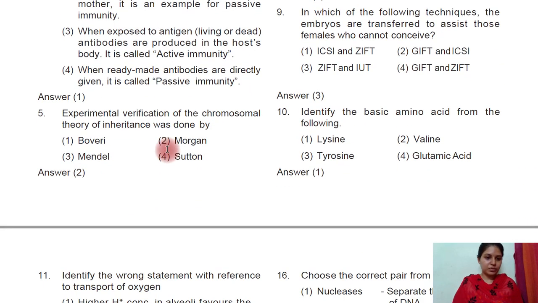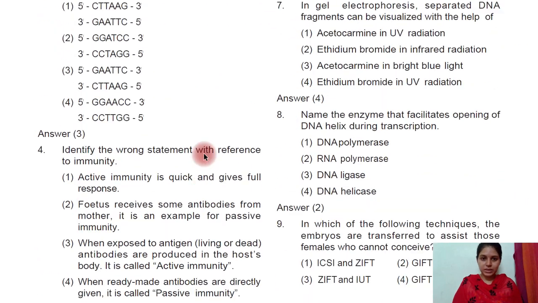Next, question number 5: experimental verification of the chromosomal theory of inheritance was done by. Usually when the question says chromosomal theory of inheritance, we know that it's Sutton and Boveri. But look at the question: it's experimental verification. So the answer is Morgan. Next we will move on to question number 6.